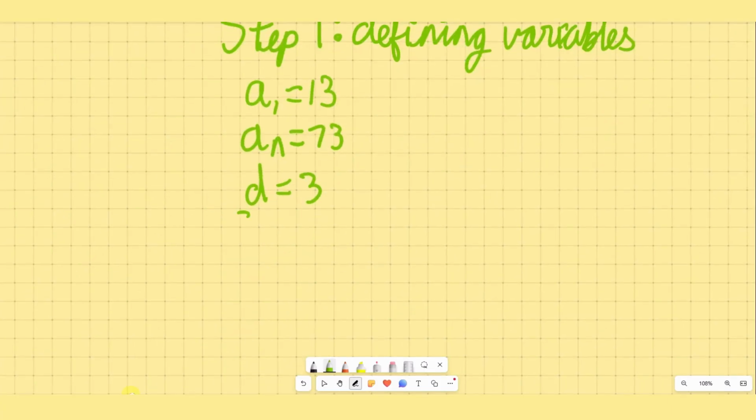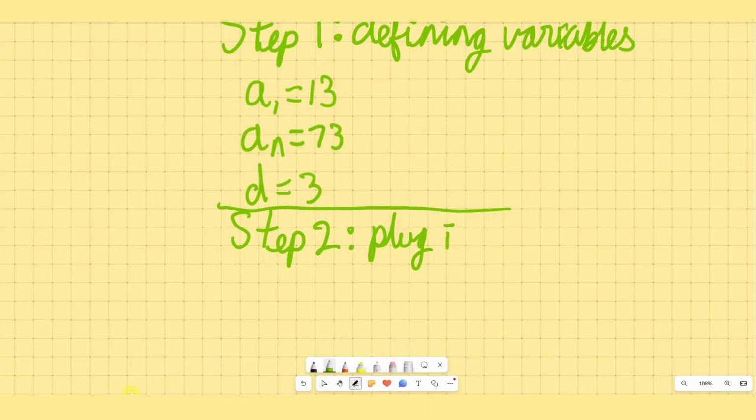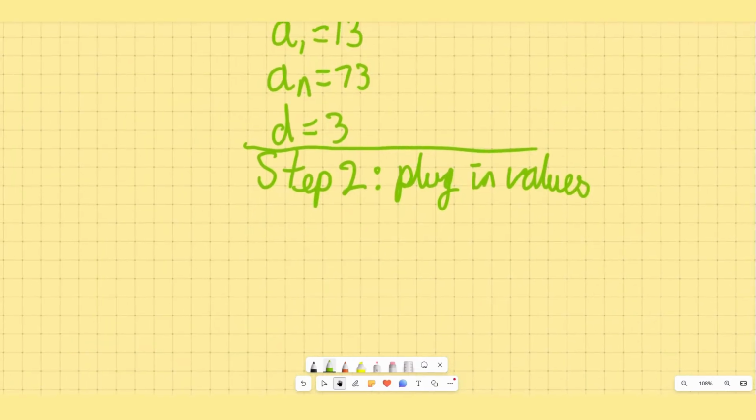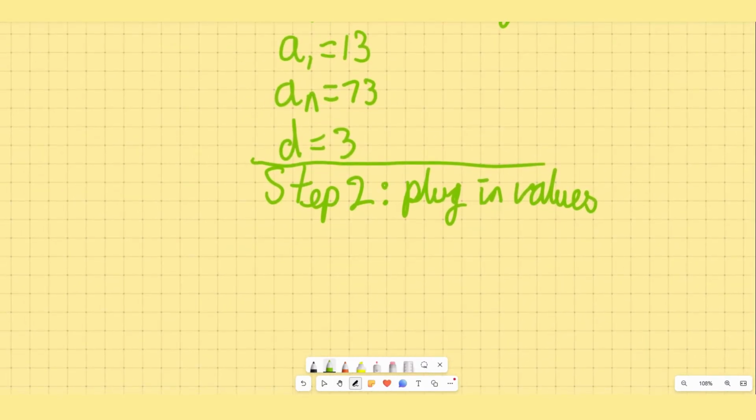So let's go on to step 2. Step 2 is to plug these values in, just like the other problem that we did. So now, what is our formula? Let's recap. Our formula would be a sub n, which is 73. So 73 is equal to a sub 1 plus n minus 1 times d. So it'd be a sub 1, 13, plus n minus 1 times d, which is 3.